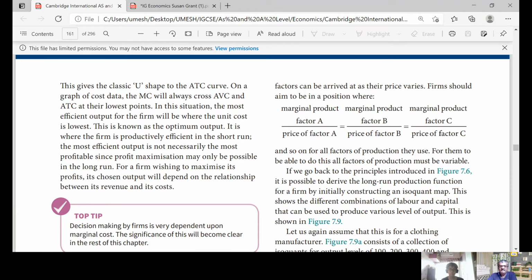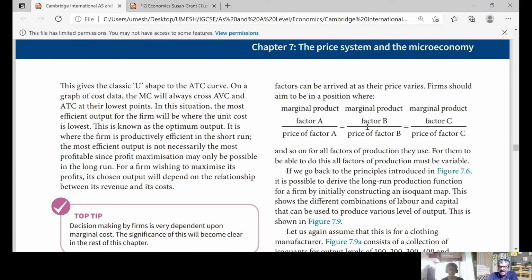The firm should aim to be at a position where the marginal product of factor A divided by the price of factor A should be equal to the marginal product of factor B divided by the price of factor B, which should be equal to the marginal product of factor C divided by the price of factor C.